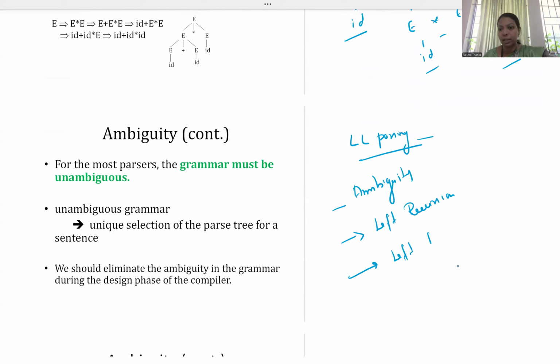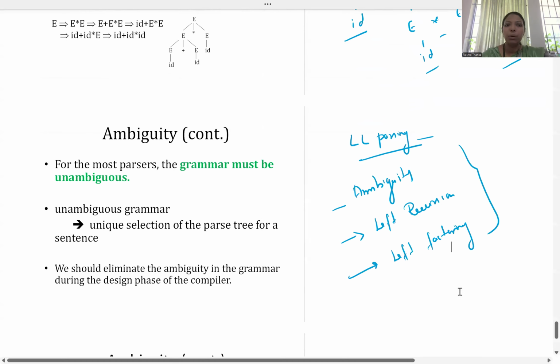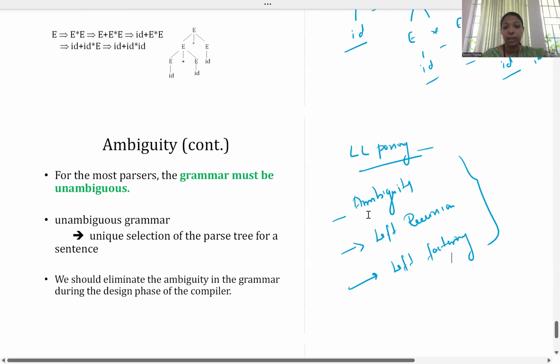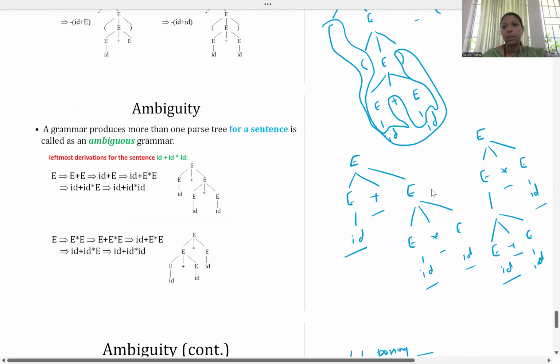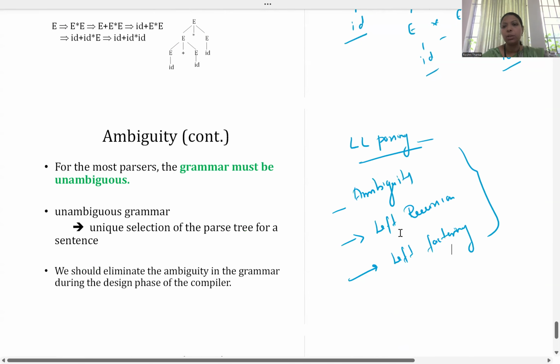In the next video, I'm going to explain this. Now you understand what ambiguity is. In the next video, I'll explain how to avoid this ambiguity. If I have two parsers, which one to choose to avoid the ambiguity? And how to remove the left recursion and how to remove the left factoring. What is the impact of this? These things should not be there whenever we go for LL parsing.